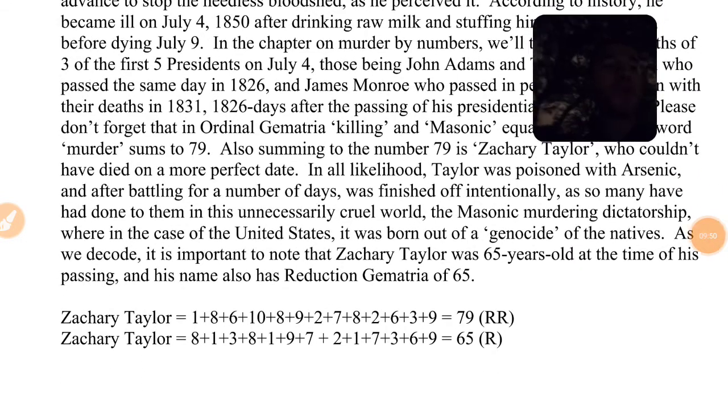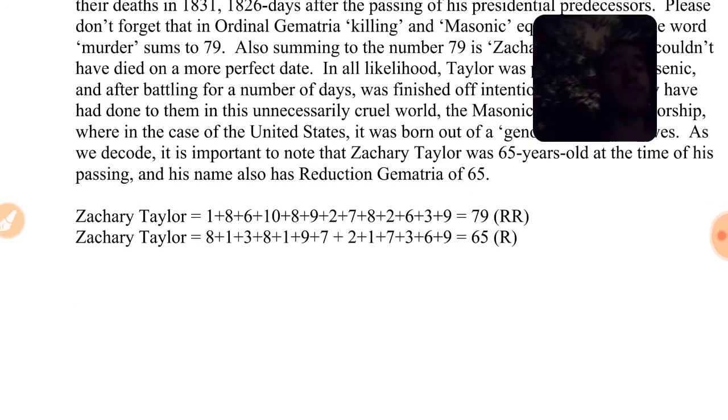The Masonic murdering dictatorship, where in the case of the United States, it was born out of a genocide of the natives. As we decode, it is important to note that Zachary Taylor was 65 years old at the time of his passing, and his name also has reduction gematria of 65. Zachary Taylor, 79 in reverse reduction and 65 in reduction.